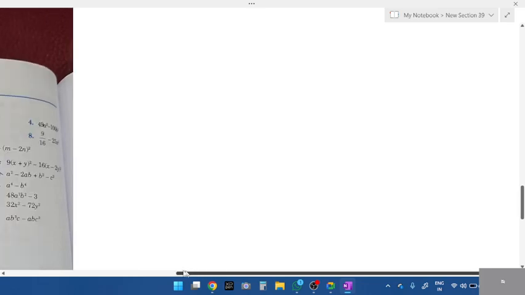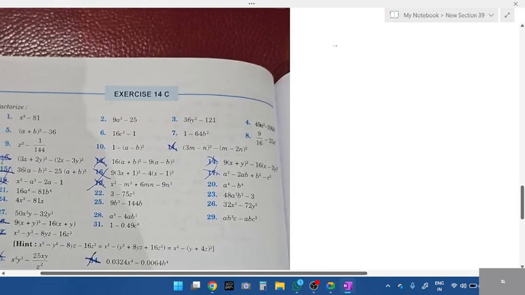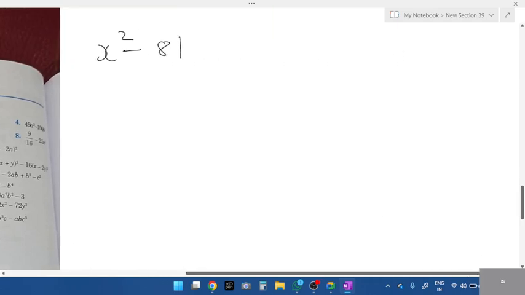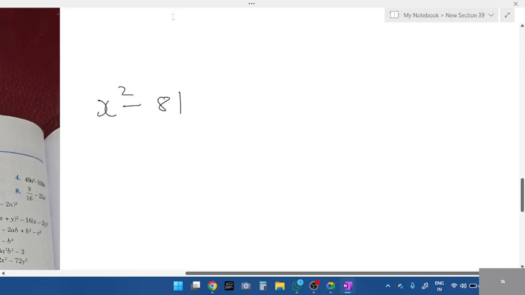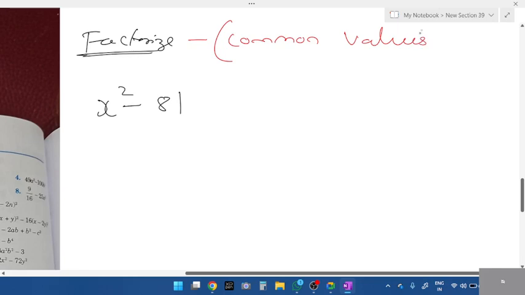Okay, look at the first question. X square minus 81. How many terms are there? Two terms are there. And the question will be factorize. What do you mean by factorize, students? Factorize is nothing but what you have to check? Common values. Whenever the word factorize is given, this entire chapter is based on only one thing, common values.